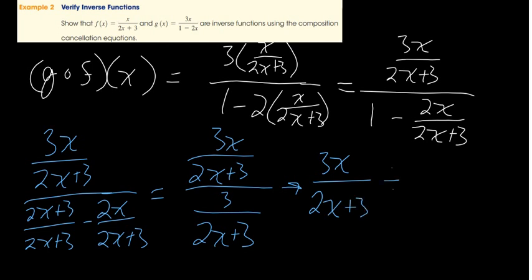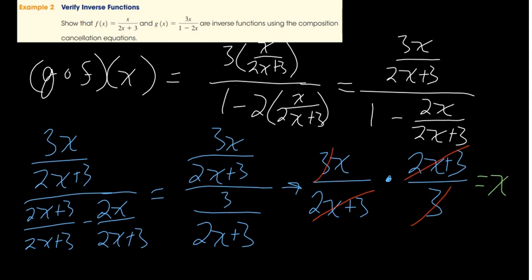And then I'll just change it to multiplication, divided by 3 over 2x plus 3. So what I can do is change this division sign to multiplication and flip this fraction. So this becomes times 2x plus 3 over 3, and same as before, boom, boom, boom, boom, and we end up with x.